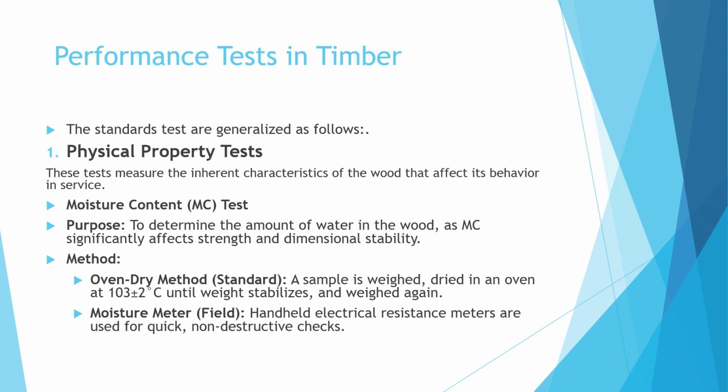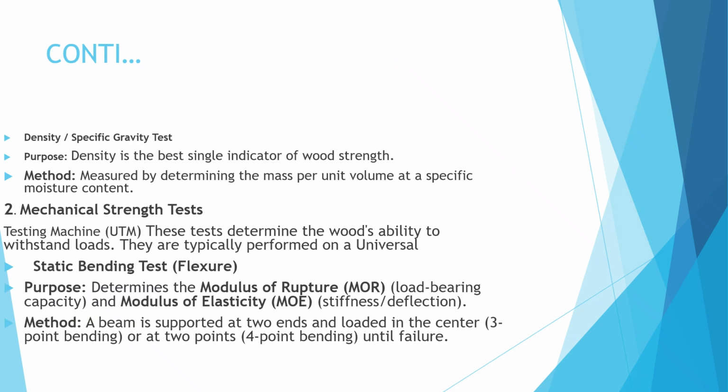A simple way is to dry the sample in an oven at 103 plus or minus 2 degrees Celsius until the weight stabilizes, and weigh again. Then we need to check the moisture meter. The hand-held electrical resistance meters are used for quick, non-destructive checks. Then we need to check the density or specific gravity tests. The purpose is that density is the best single indicator of wood strength. The method here is determining the mass per unit volume at a specific moisture content.